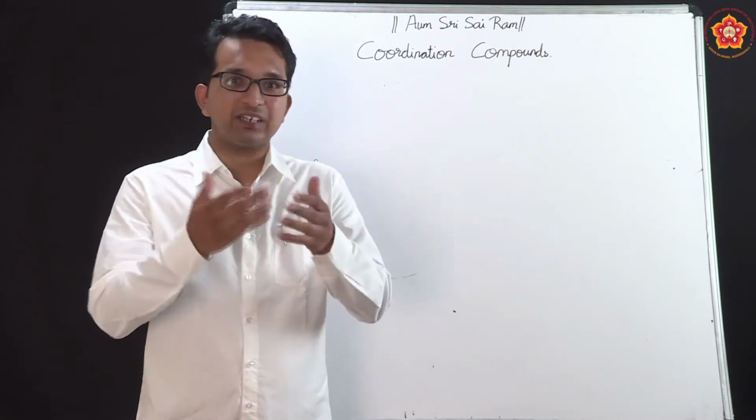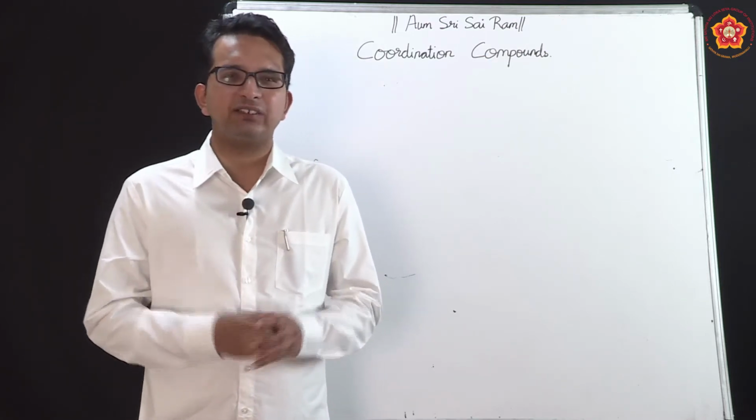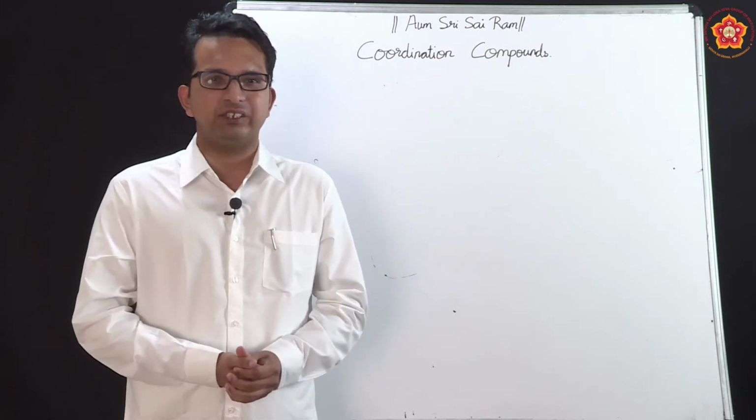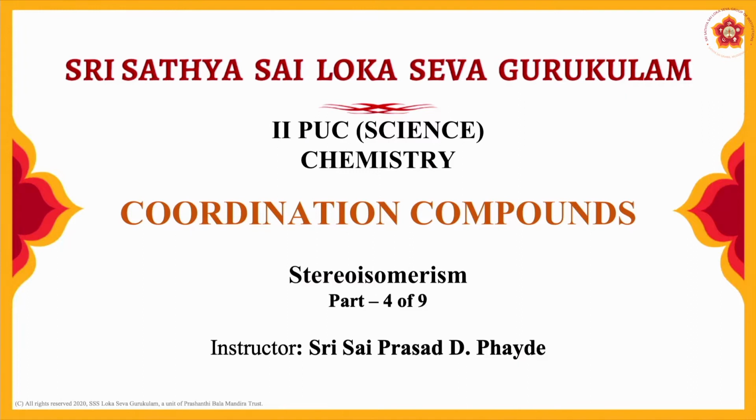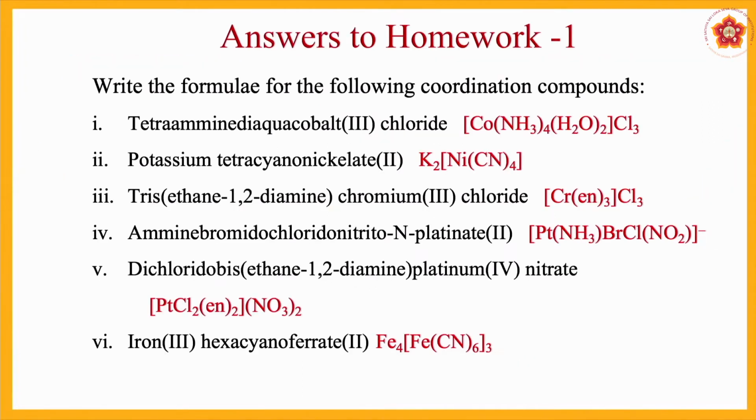So, let us first see the answers for that and see if there is any discussion to be done for those answers. Starting with the first homework which has been present there. In this part, we have given names and then you were asked to write down the formula. First one, tetraamine, 4 amine groups are written there, diaqua, cobalt. As you all know, the central metal ion should be written at the start of the square bracket.